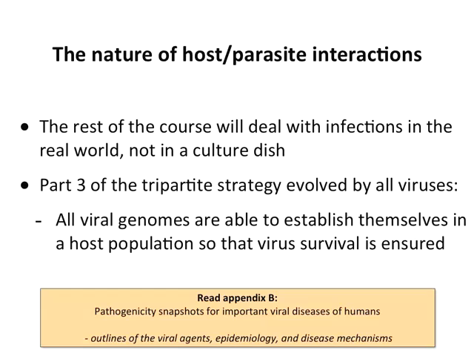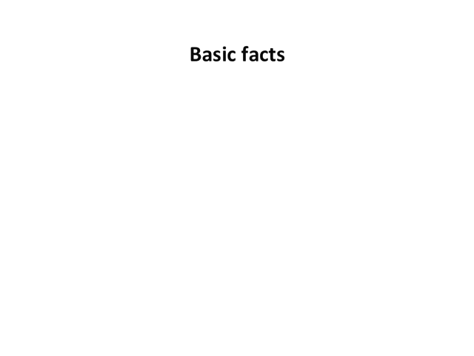And I would suggest that you have a look at Appendix B in the textbook. Appendix B is in Volume 2. It's called Pathogenicity Snapshots, and it gives you an overview of individual viral diseases. I'll be mentioning various viral diseases from time to time, and it will help if you've got some familiarity with them. It's mostly a visual appendix, so I think that would be very useful. It has outlines of the viruses, the epidemiology, and the disease mechanism.